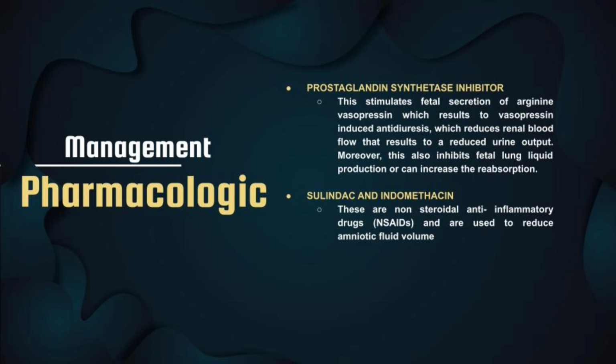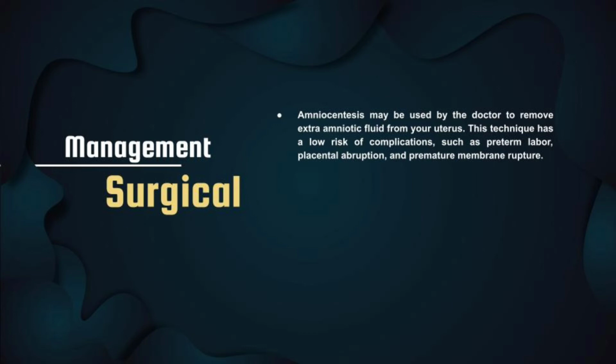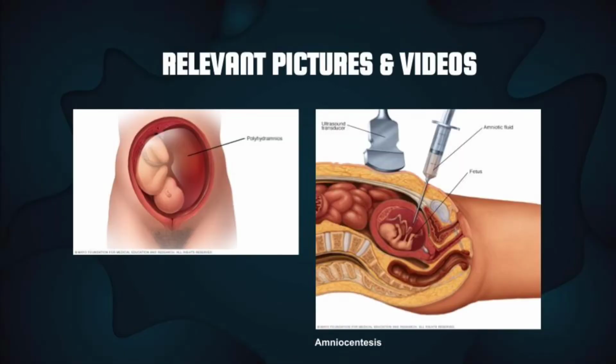On the other hand, sulindac and indomethacin are non-steroidal anti-inflammatory drugs and are used to reduce amniotic fluid volume. Lastly is surgical. Amniocentesis may be used by the doctor to remove extra amniotic fluid from your uterus. This technique has a low risk of complications, such as preterm labor, placental abruption, and premature membrane rupture.